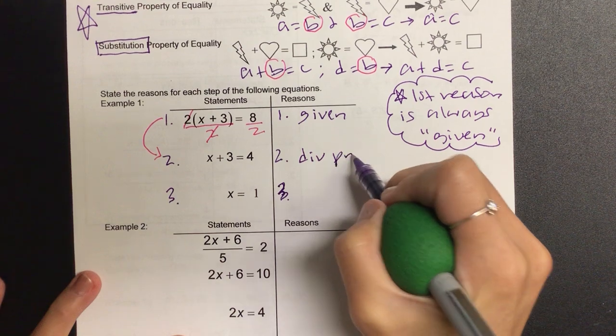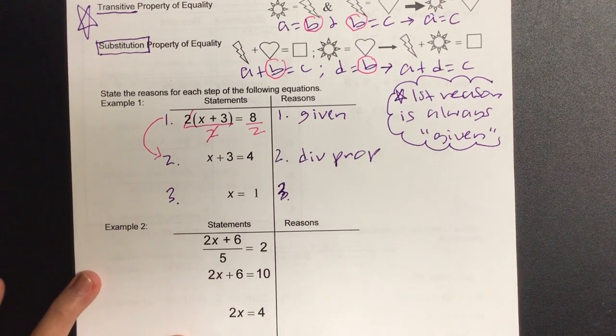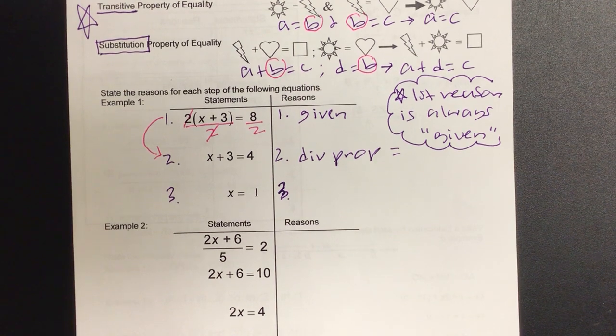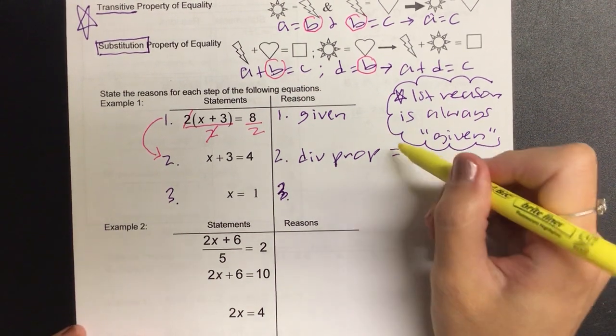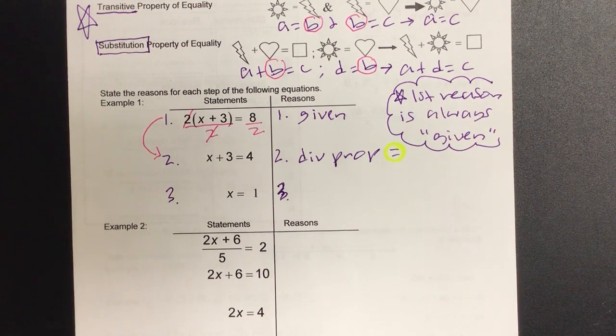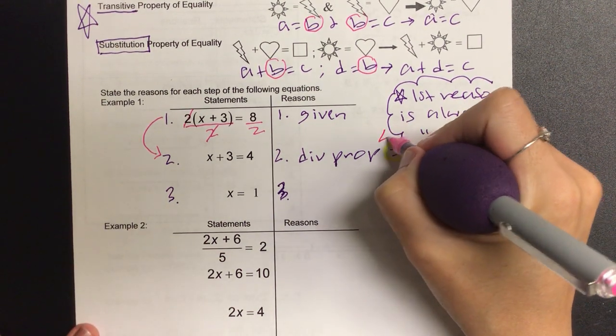Did I divide on both sides? So what do I need after property? Of equality. This is very, very important that I'm going to highlight. Please do not forget of equality. And if you want to put a little tiny little star by it, that would be nice.